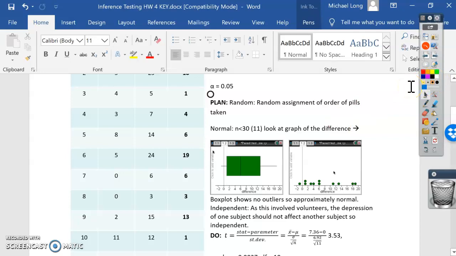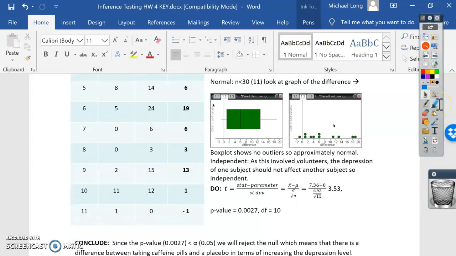A reminder, this is a matched pairs test, so it's a one sample test in disguise. And we had to make graphs here. So we actually had to put the data into the calculator and make graphs. Now, on this year's AP exam, I don't expect you to have to do that, but in case you're in that process, you need to do that.